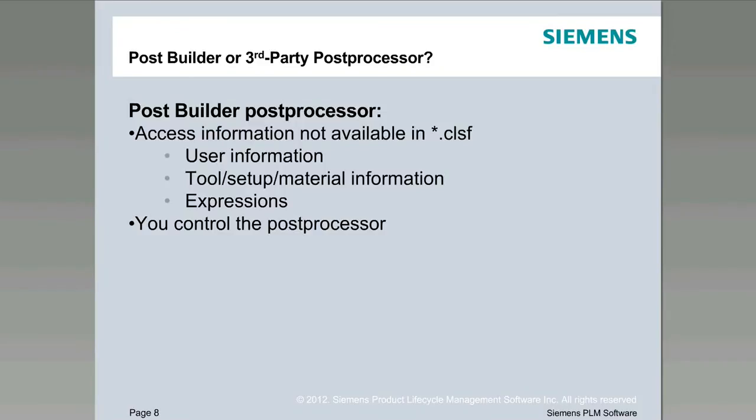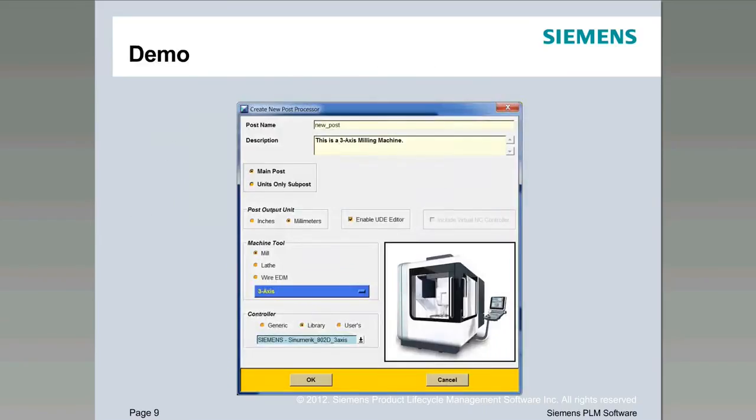Another advantage to the Post Builder process is I can access information that's not available in any CL source file. I can dig down deep and get information about the tool, the part material, even the NX session or the user that's logged into the machine. So I can grab lots of information about the entire operating system while I'm post-processing. And then, of course, ultimately, you have control over the post-processor. So if you need to make changes to it, you can do that.